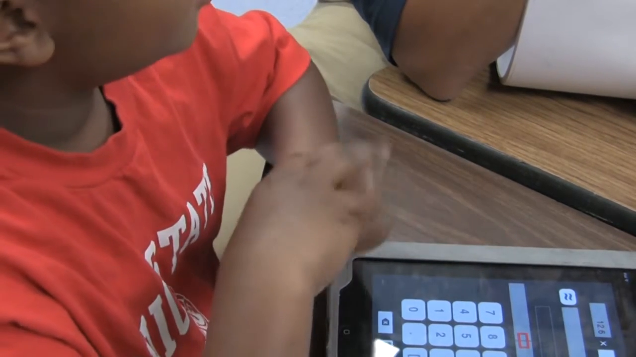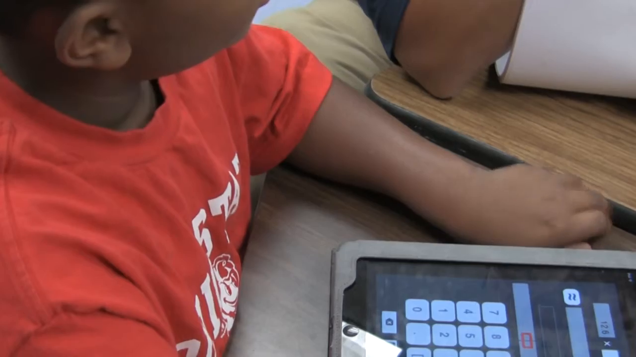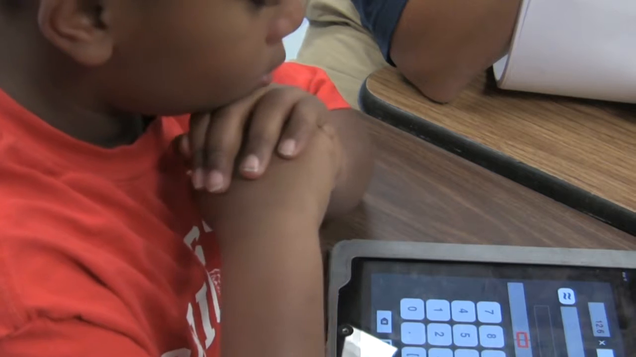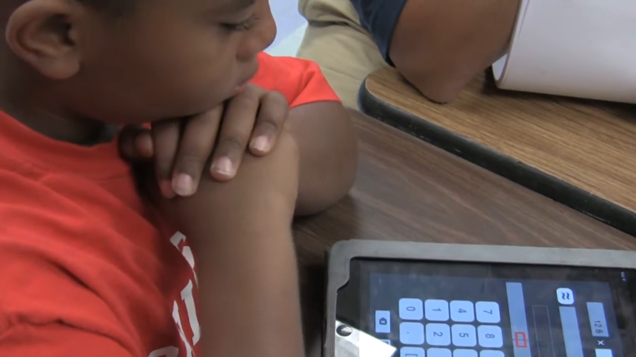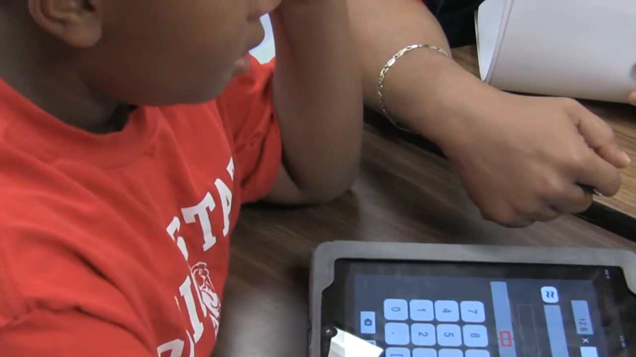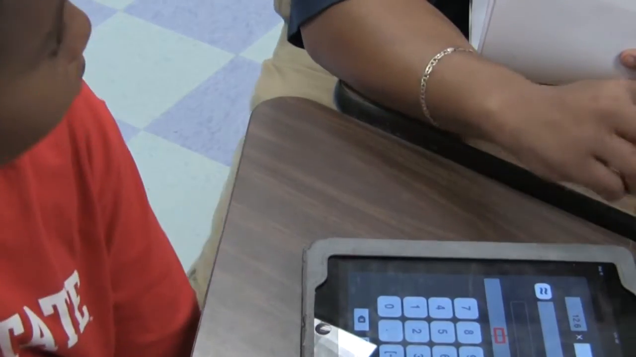So what are you doing? Adding 13. Oh, you skipped counting by 13. Is there another way to look at this problem? What do you know about this problem? Can you think of a multiplication problem that's close to 11 times 13 that you know the answer to already? 12 times 12. And what's 12 times 12? 144.